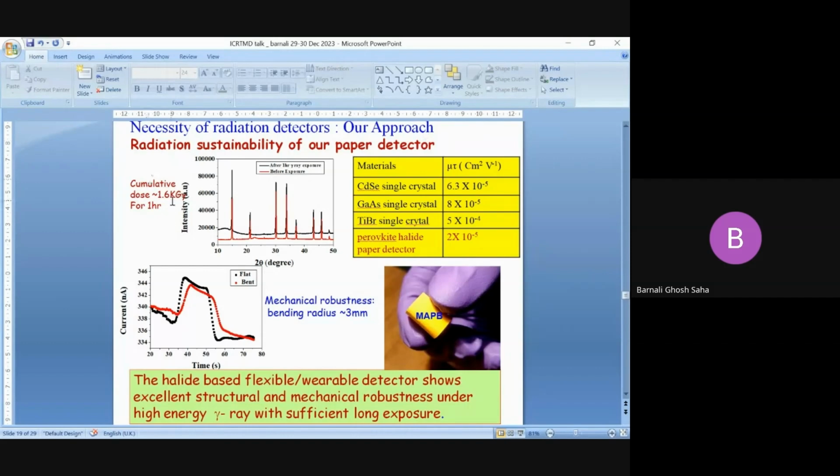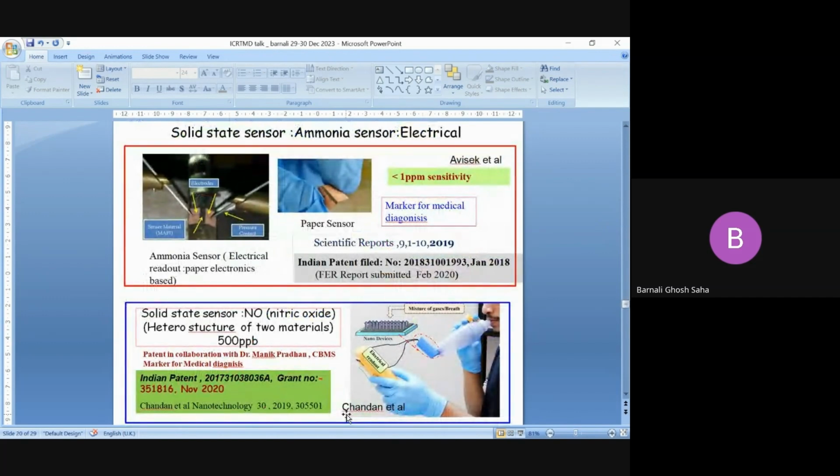The cumulative dose of 1.6 kilogray was given for 1 hour. So after and before exposure, the structure is stable. There is no problem, and it is also bent, and you can see it bent to 3 millimeter, but there is no change at all before and after. So it is robust also, and it is comparable with the available single crystal detectors in the market. So this halide based flexible wearable detector shows excellent structural and mechanical robustness under high energy with sufficiently long exposure.